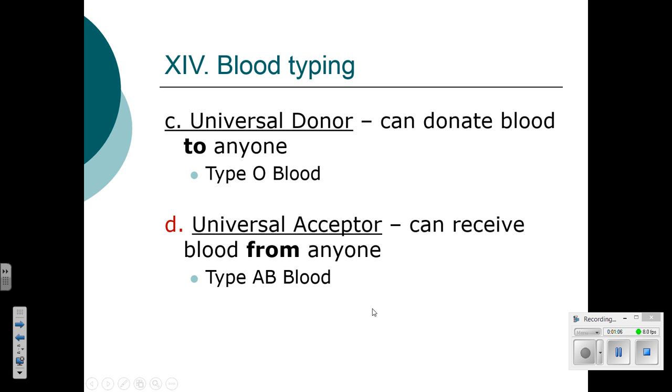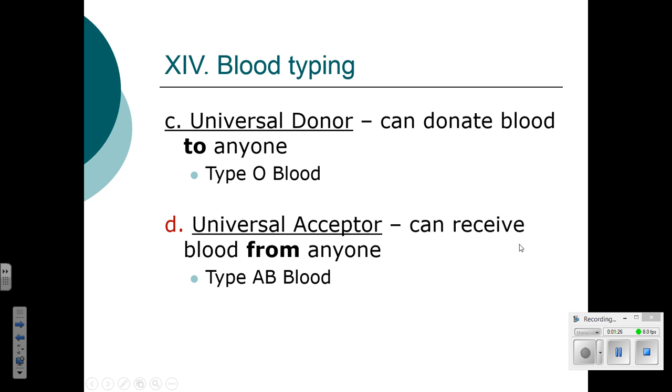So somebody who is a universal donor, they can donate blood to absolutely anybody. So this is usually type O blood. It does get a little bit tricky when we start talking about those Rh factors, which are the positives and negatives on blood. But for this class, you really don't need to know those. So just remember that type O, because it's recessive, they can kind of give it to anybody.